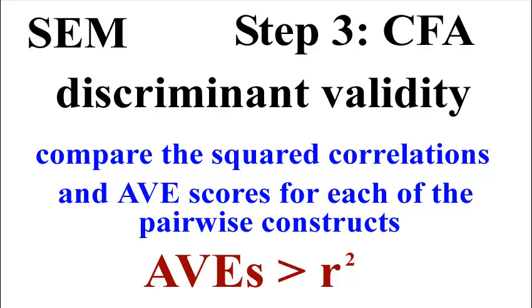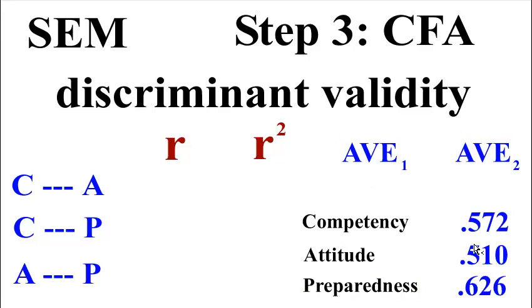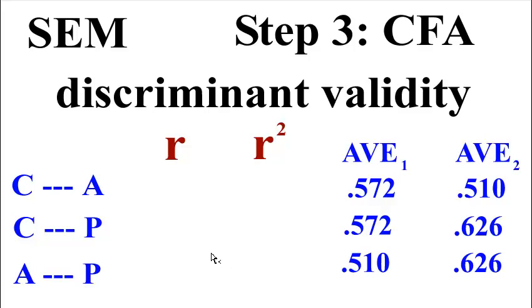So we're going to go back to our table method here. This is the pairwise between C and A, C and P, A and P. I'm going to go back and retrieve the AVE scores from what we did previously, and I'm going to put them in. All right, here are the AVE scores for each of the constructs.